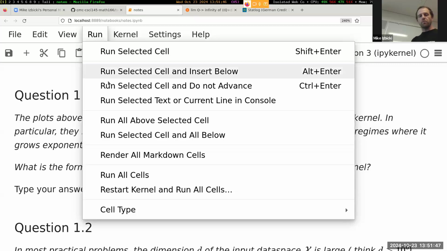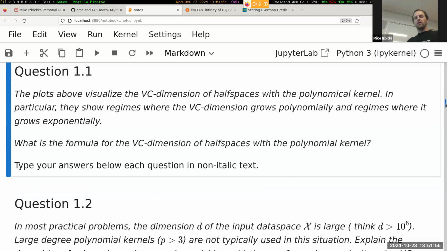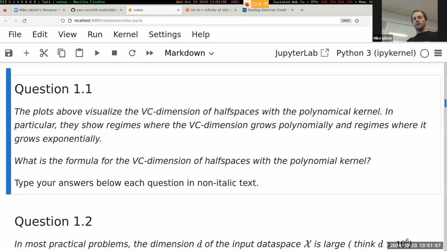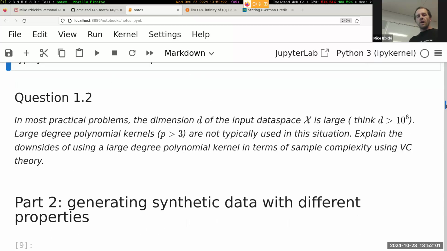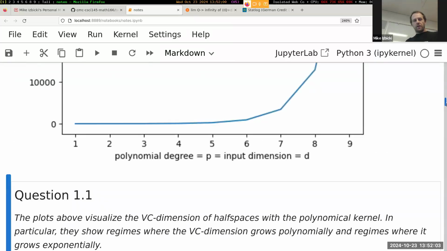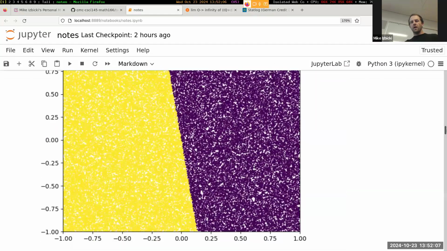Maybe one thing too I haven't said yet is that running this notebook, if you click up here to run all cells, it'll take anywhere from like 10 to 30 minutes to run everything. There's a lot of computation going on in here. That'll generate a lot of these plots and run a lot of different models for you.